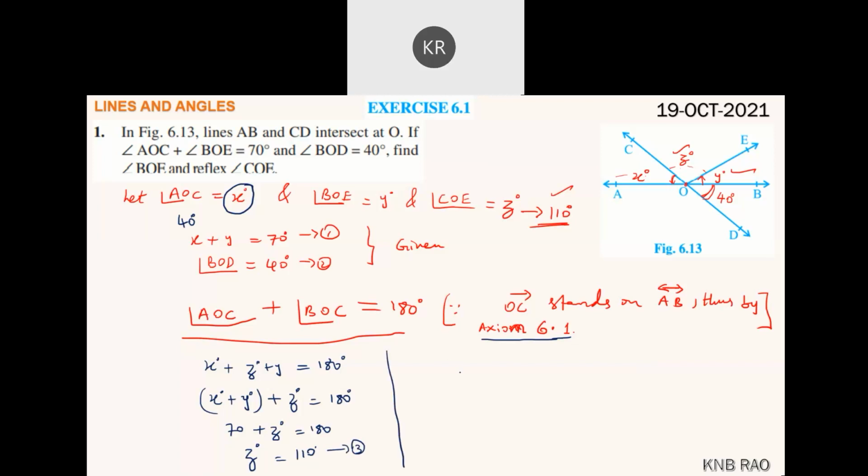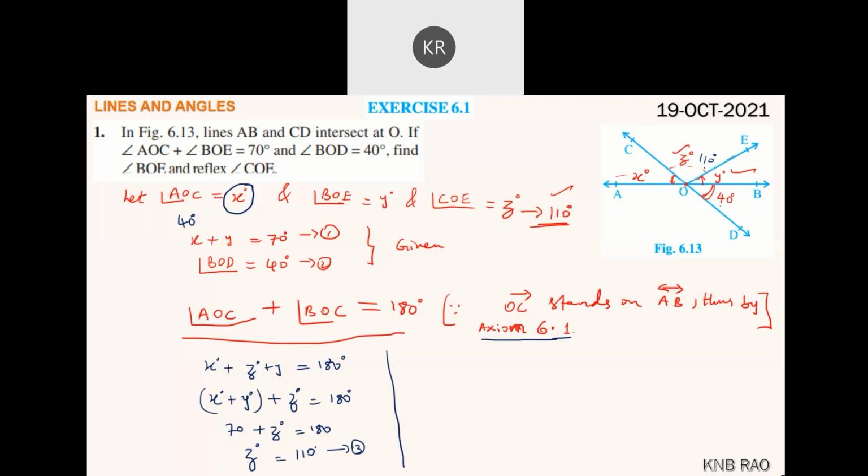If angle Z is known to us, then one work gets over. Another, when we wanted angle Y to be found, you can take here: this is 110, this is 40, and here OE ray stands on the CD line.